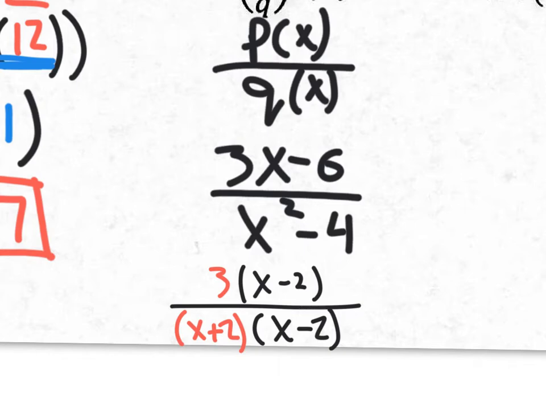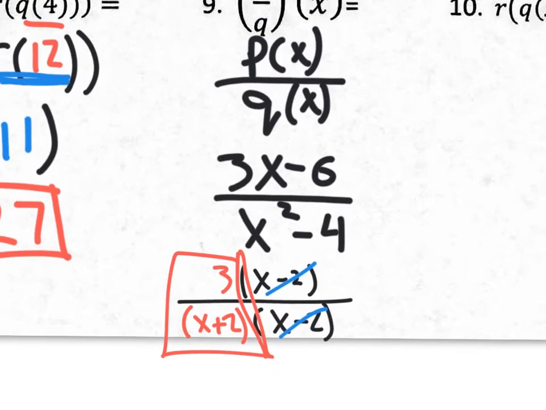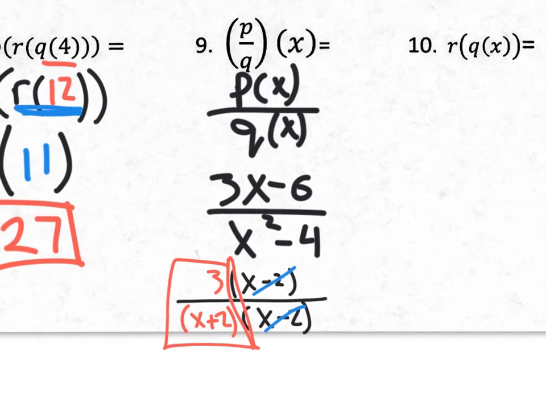So what's the whole purpose of factoring? To be able to cancel something out. That's exactly what happens here. So the x minus 2 cancels with the x minus 2, and that leaves us with our final answer right here, which is 3 over x plus 2. I hope that makes sense. Let's move on to number 10.